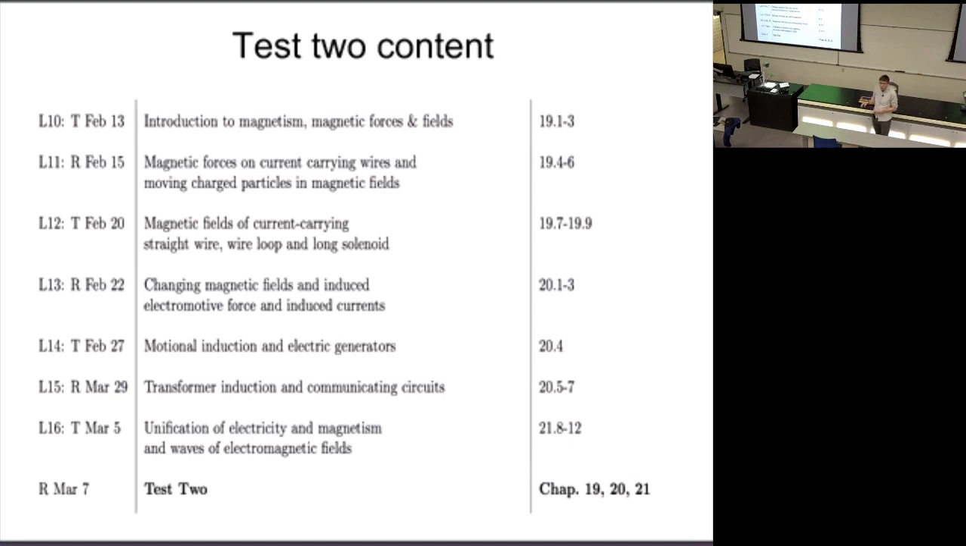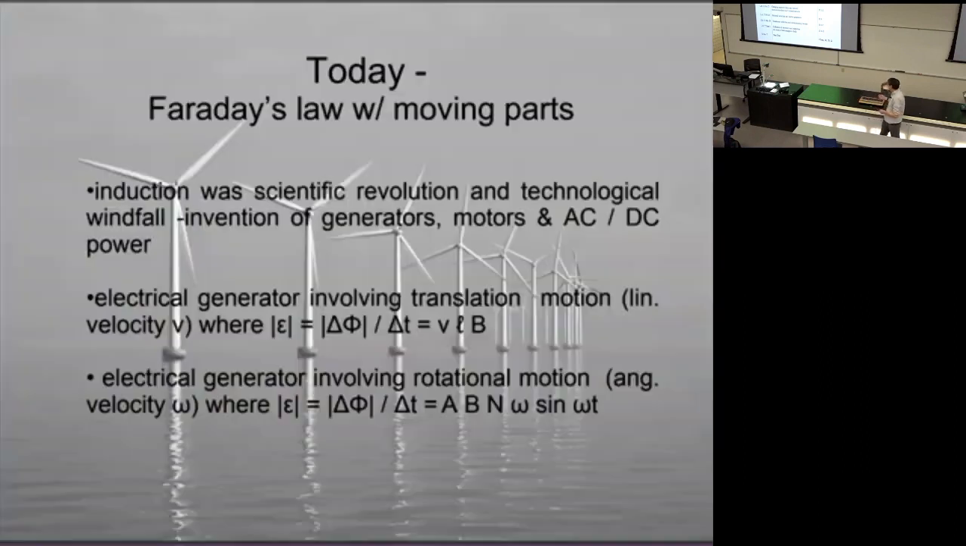Today's class, we're going to focus on electrical generators, electrical motors. That's an absolutely important application. Next class, we'll be focusing on wireless communication. That's an absolutely important application. And then in the final class before test two, we'll put together our work on electricity and magnetism and see that it actually explains light. And that's a very fundamental discovery. So that's the content for test two. Any questions on all that? Okay, then I'll proceed.